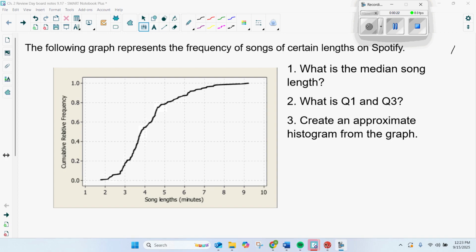Okay, hopefully you've had a chance to try the question on your own. I'm going to go ahead and go over it and make sure that you're good. A question like this could show up on the first standard of the test on Thursday. So the first question is, what is the median song length?